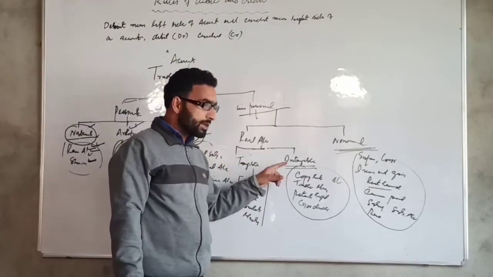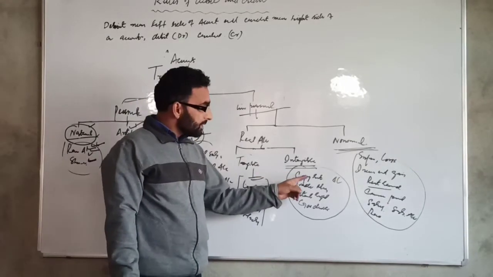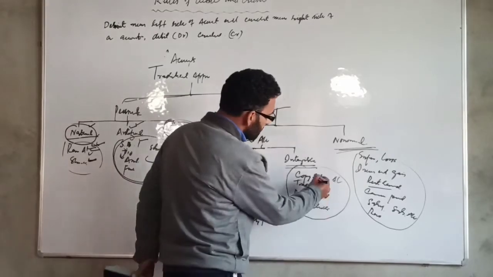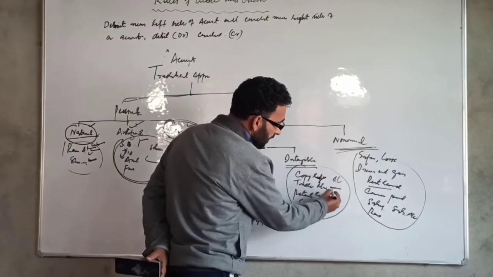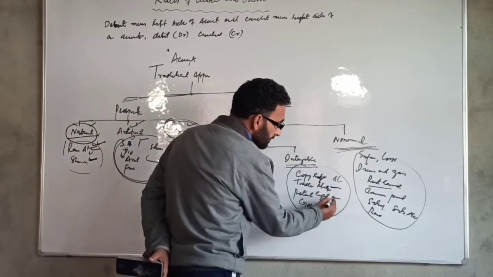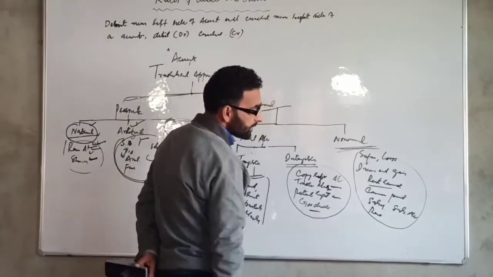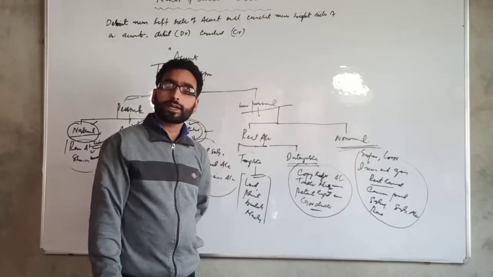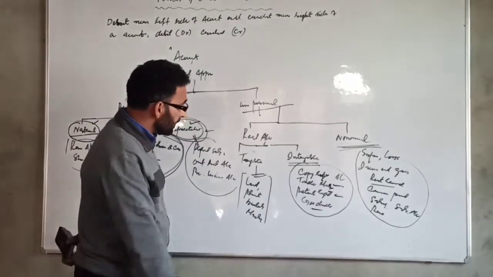And intangible properties are also in the business, that is copyright, trademark, patent right, and goodwill. These are intangible properties. These cannot be seen or touched but have monetary value.